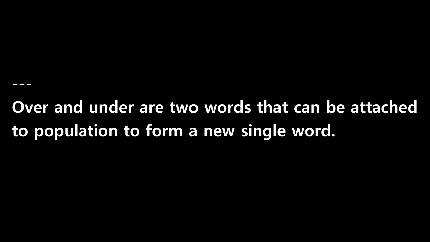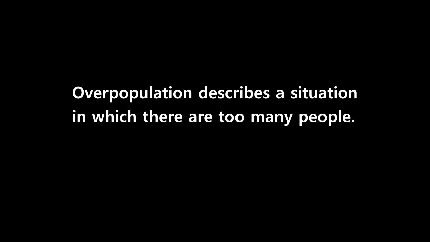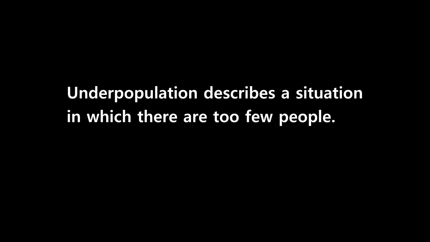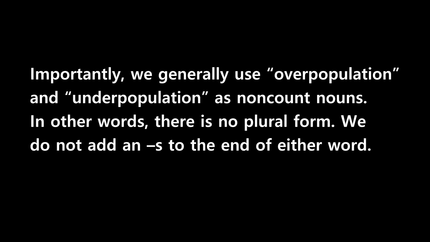Over and under are two words that can be attached to population to form a new single word. Overpopulation describes a situation in which there are too many people. Underpopulation describes a situation in which there are too few people. Importantly, we generally use overpopulation and underpopulation as non-count nouns. In other words, there is no plural form. We do not add an s to the end of either word.